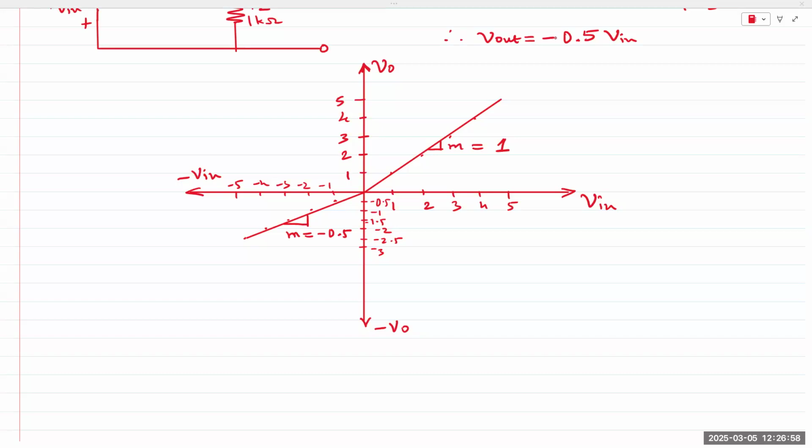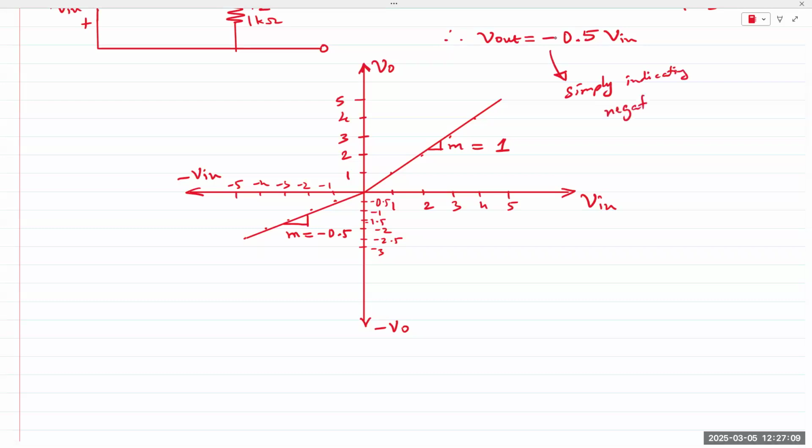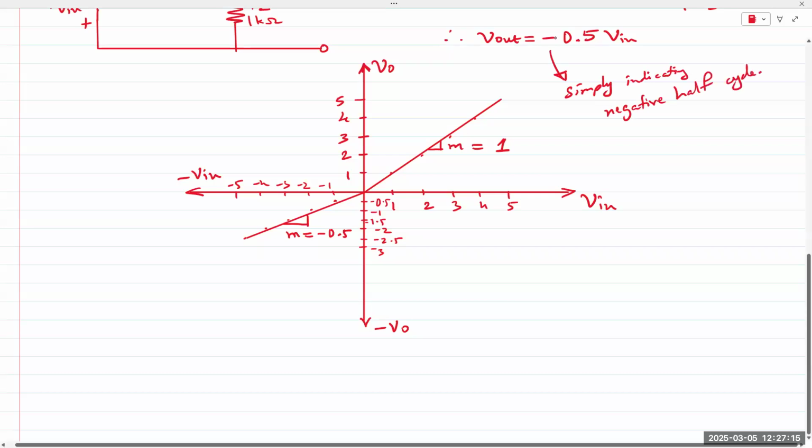So let me write this. This negative sign is simply indicating the negative half cycle. But yeah, you're right. And you're right, Veronica. V out is half of V in. So if V in is -5, then V out is minus 2.5. But if you have a minus sign in the front, then it would be minus of minus, and then it becomes a positive.